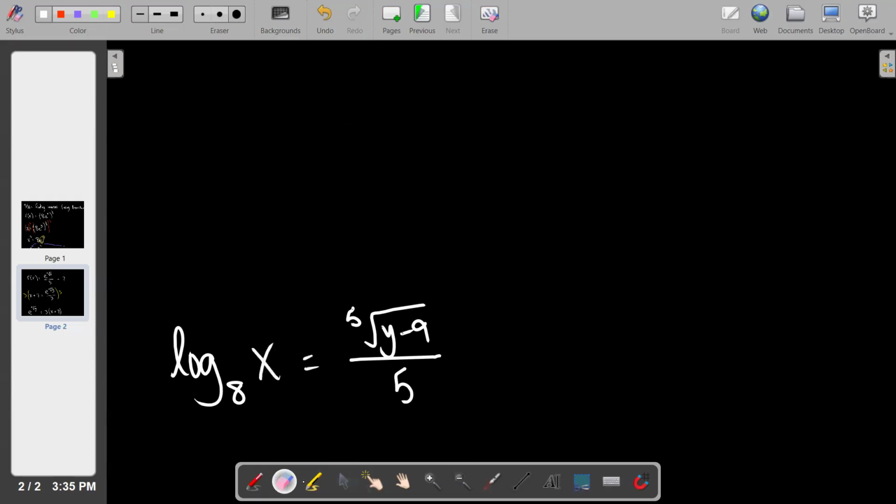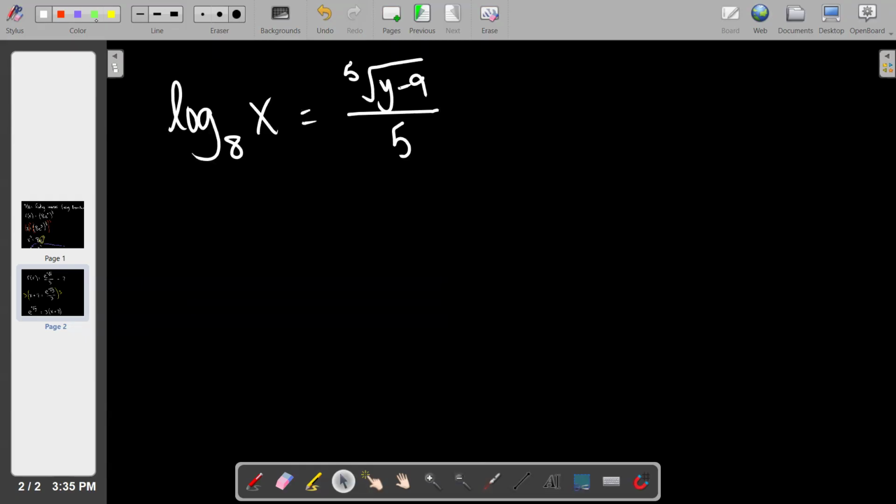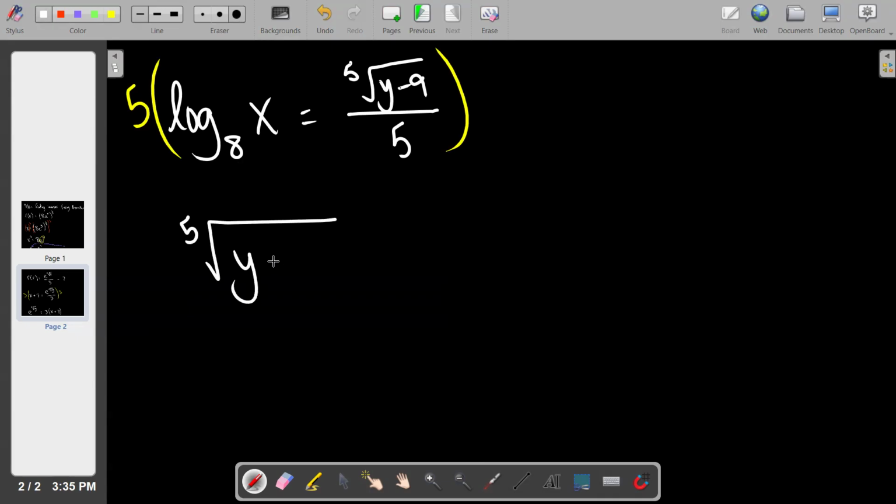So the rest from here is going to be pretty simple, just some basic algebra. We're going to start by multiplying both sides by 5. You would agree? So we're going to wind up with the fifth root of y minus 9 is equal to 5 times the log base 8 of x. Still good? And then from here, there are 2 things left to do. In order, what are they?